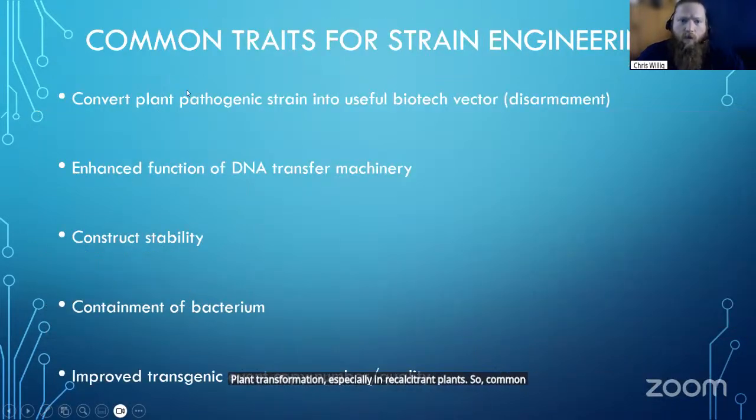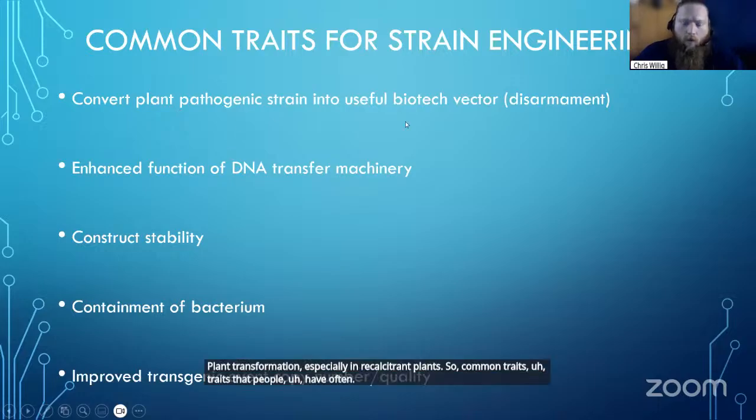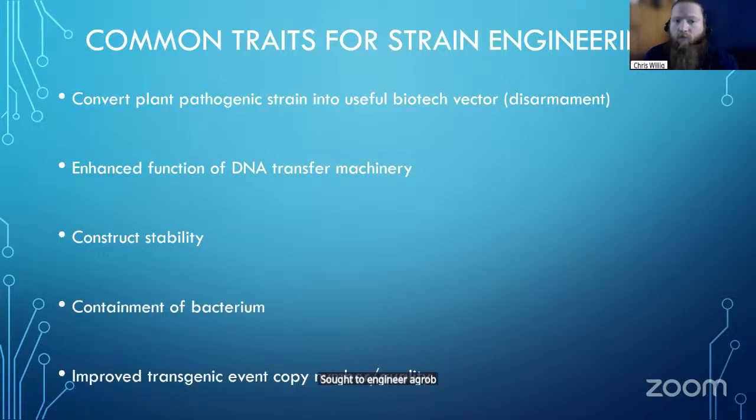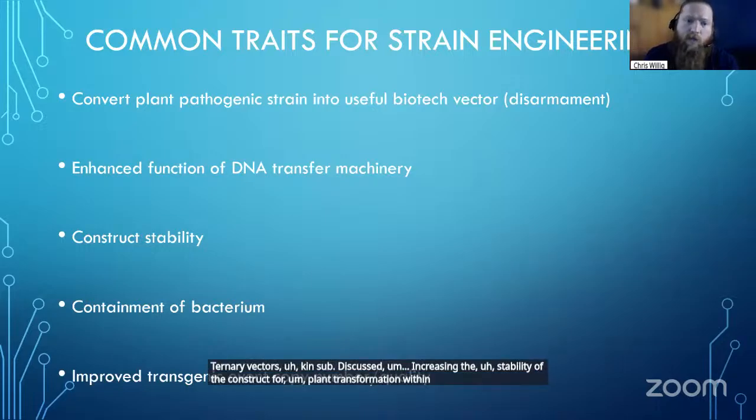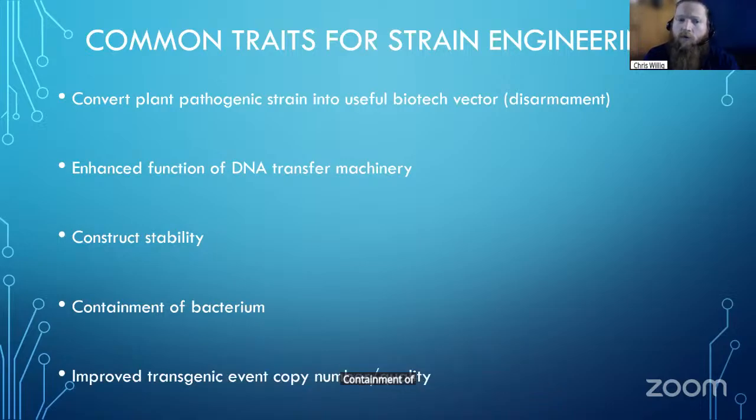So, common traits that people have often sought to engineer Agrobacterium for in the past. First, of course, the basic transition of taking what's normally a pathogen in the wild and making it into a useful vector for tDNA delivery in biotechnology. Then enhancing function of the DNA transfer machinery, such as the ternary vectors Keunsub discussed, increasing the stability of the construct for plant transformation within the Agrobacterium cells, containment of Agrobacterium growth, and then improving tDNA insertion event copy number and quality of the specific integration events.